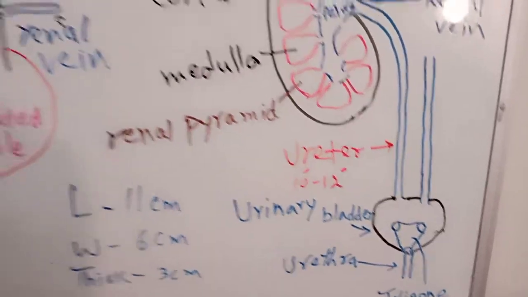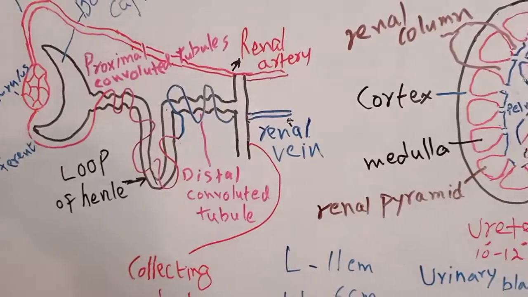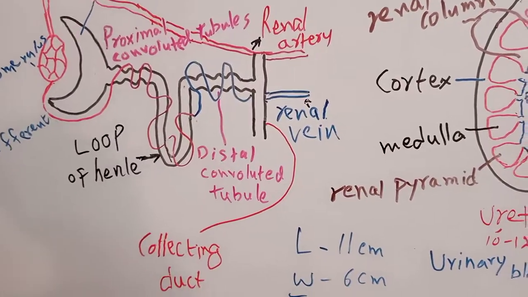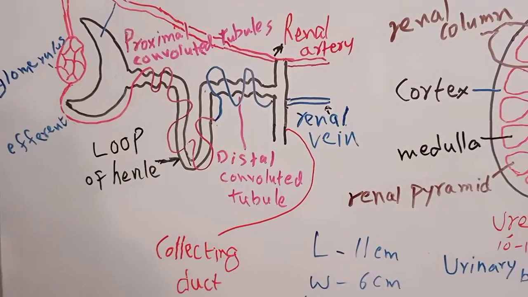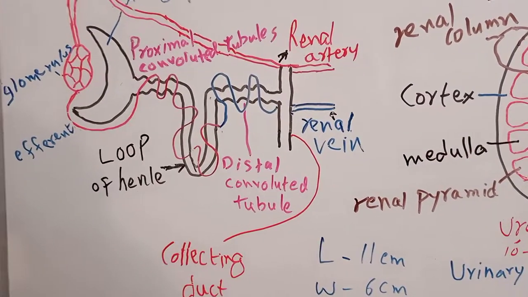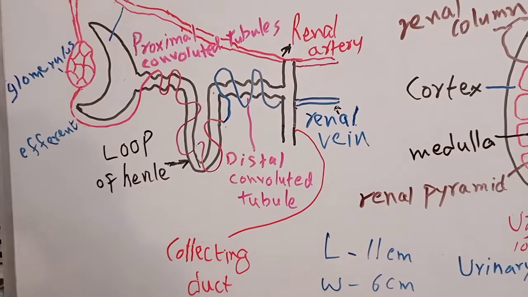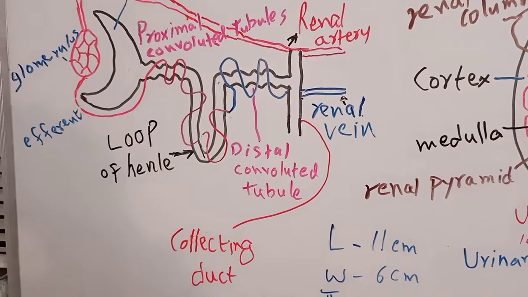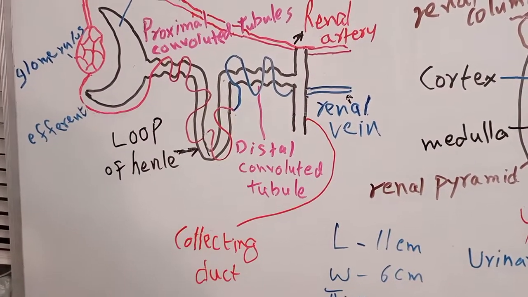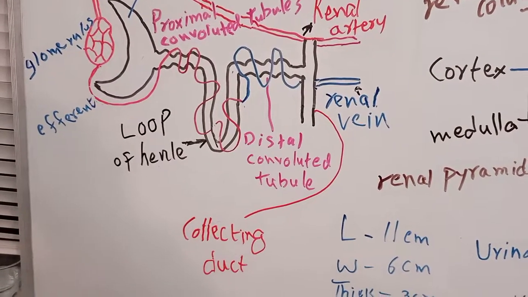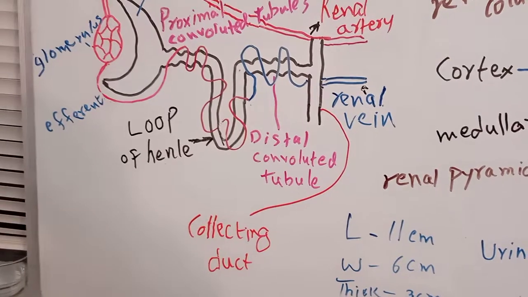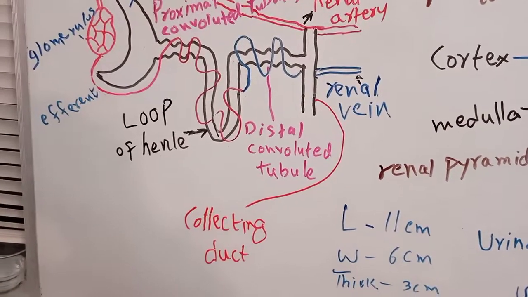The microscopic structure of the nephron. There are 1 million nephrons in each kidney, so there are 2 million nephrons in two kidneys. This tiny structure, the nephron, maintains homeostasis of the body by regulating the contents of the blood. Substances are removed by the nephron.